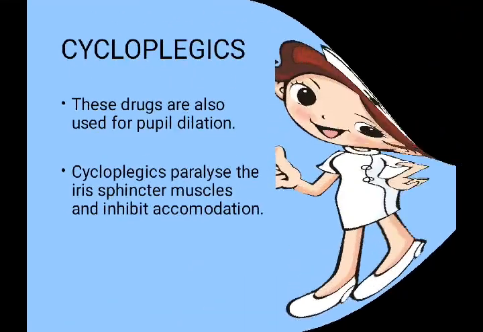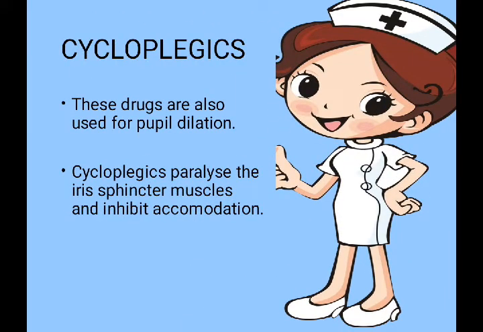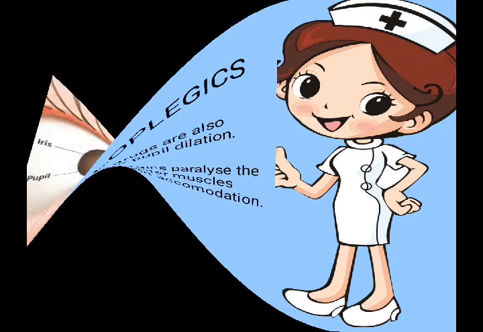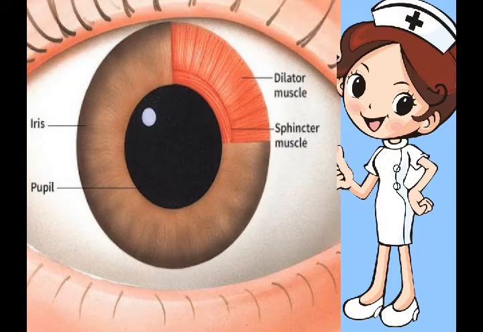Next one is cycloplegics. Cycloplegic drugs are again used for pupil dilatation. Cycloplegics paralyze the iris sphincter muscles and inhibit accommodation. Now, the word accommodation means when we focus on an object and the image forms clear, this is known as accommodation, the ability of our eye to adjust its focal length so that we can see clearly. Now cycloplegics paralyze the iris sphincter muscle.